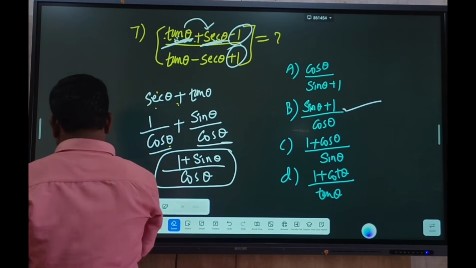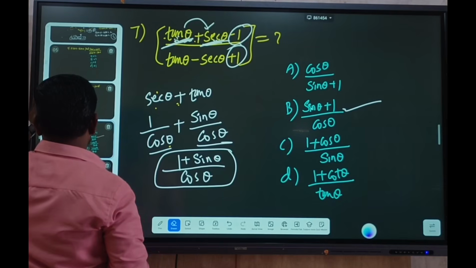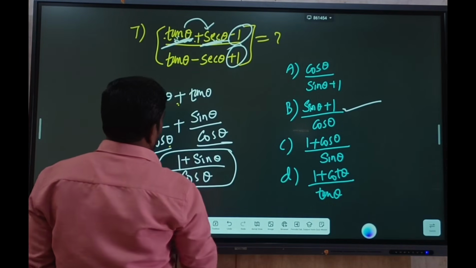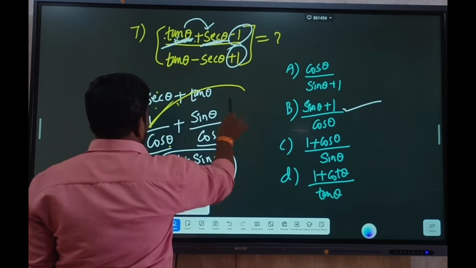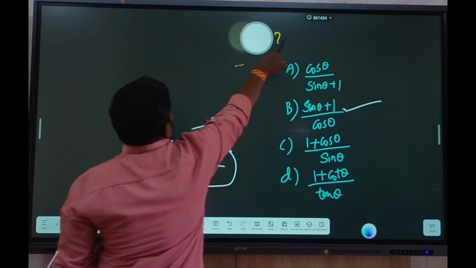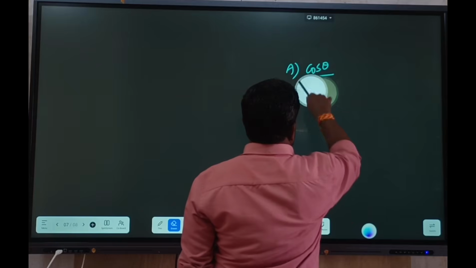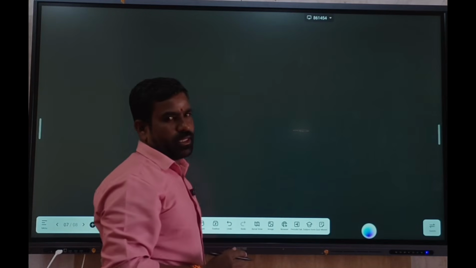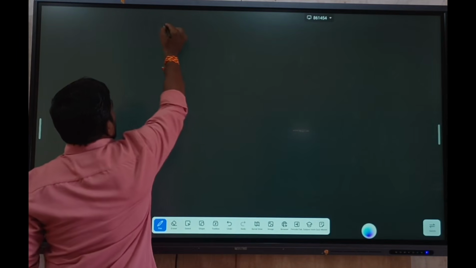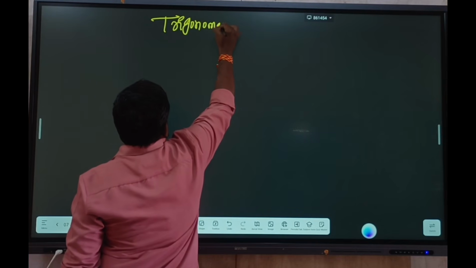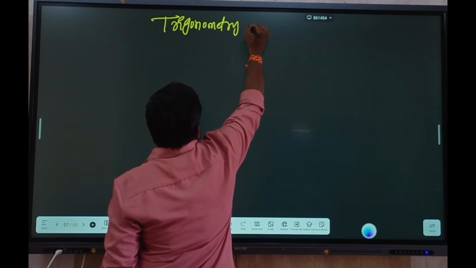Complete. So the remaining is remaining. Finally, the trigonometry box. Now I am using the trigonometry box for some questions. It's a short method. Don't use the long method. The trigonometry box is very important. The trigonometry shortcut box.